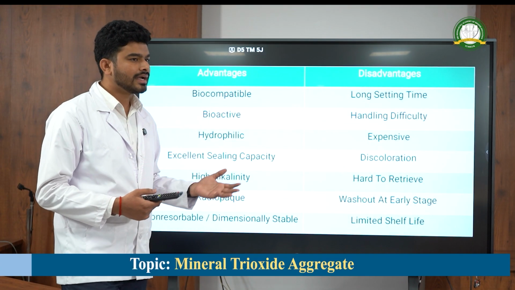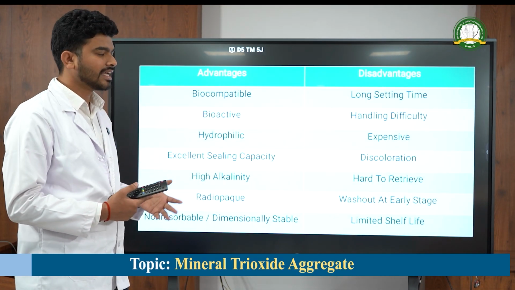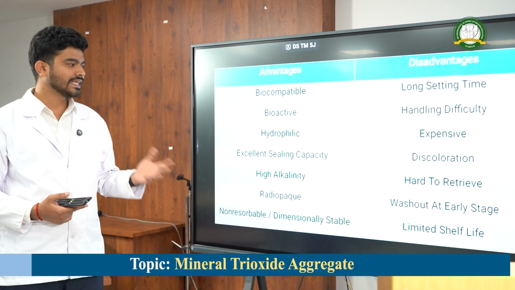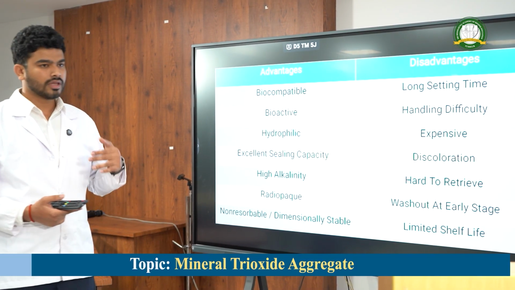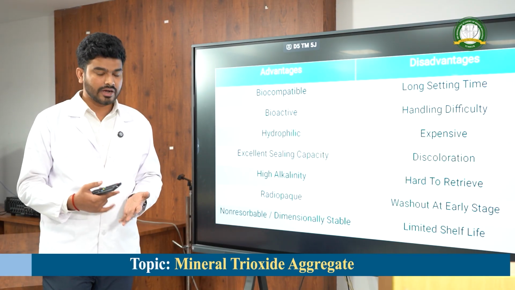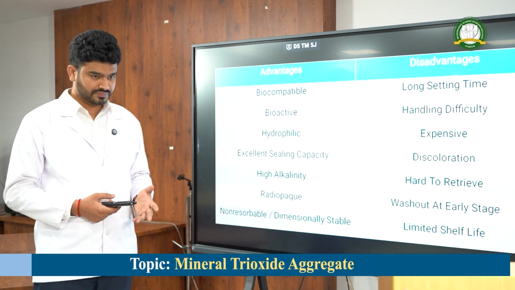The main disadvantages are a long setting time, handling difficulties, and that it is a very expensive material. Sometimes the gray MTA will cause discoloration in anterior teeth, so they introduced the tooth-colored MTA, that is, white MTA. Also, once it sets, you cannot retrieve the MTA easily.